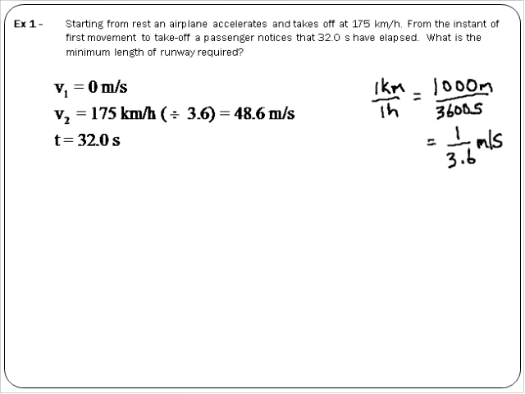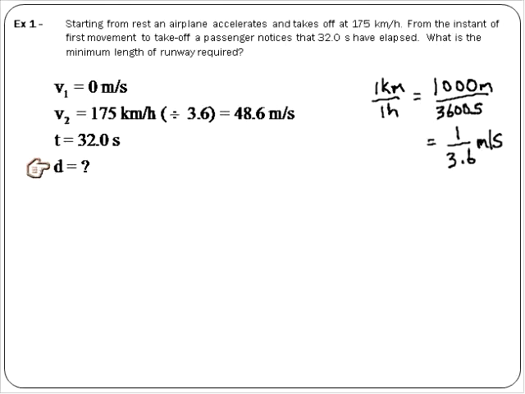And what is the minimum length of runway required? In other words, how much distance does the plane cover in 32 seconds if it starts from rest and accelerates to 48.6 meters per second? How far does it travel in that time? Well, there's how far. We don't know yet, right? That's the unknown. So D equals a question mark. So what I have here now is 4 variables, V1, V2, T, and D.